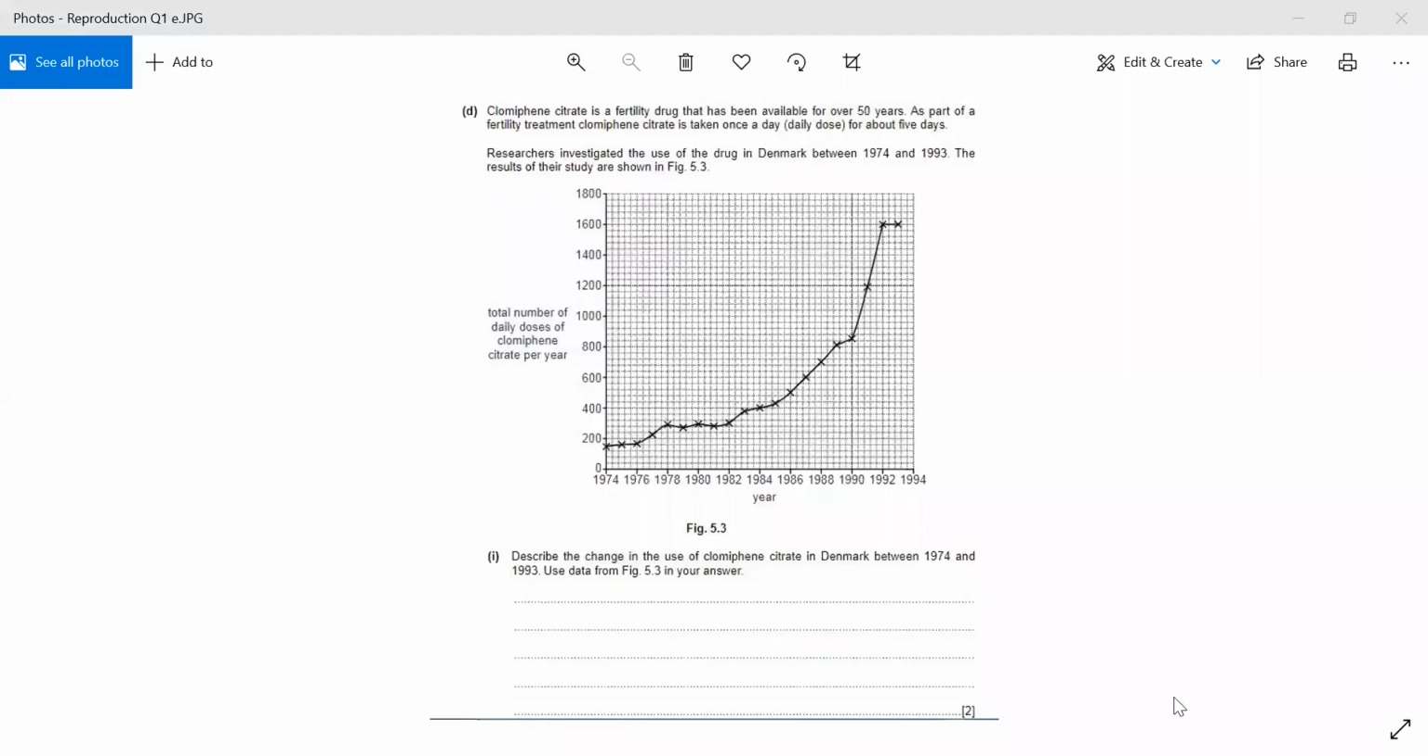So yeah, here, what do we have? We have the next question, which is a data question. As you can see, this question is so long, about 20% marks, which is about 25% of paper 4. So this topic is really, really important. Here, they ask us to describe the change in the use of clomiphene citrate in Denmark between 1974 and 1993, and they are asking us to use data from the figure in our answer.